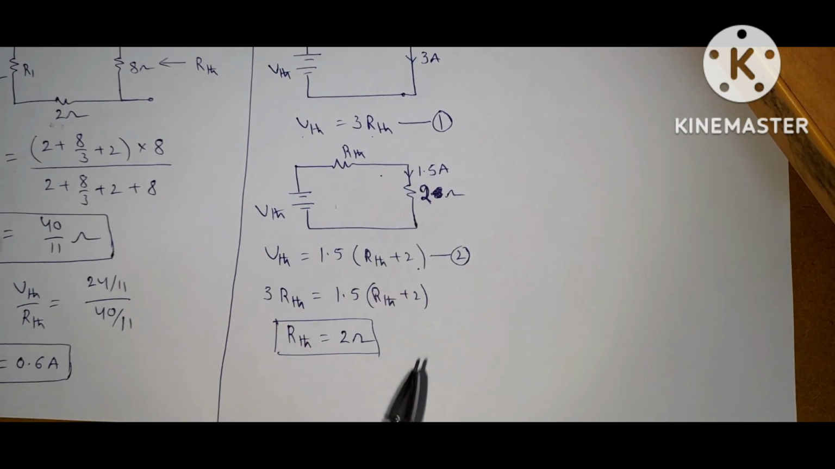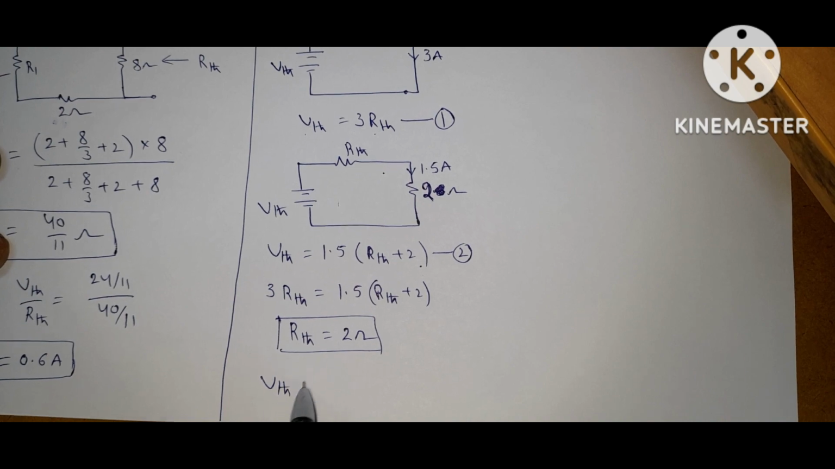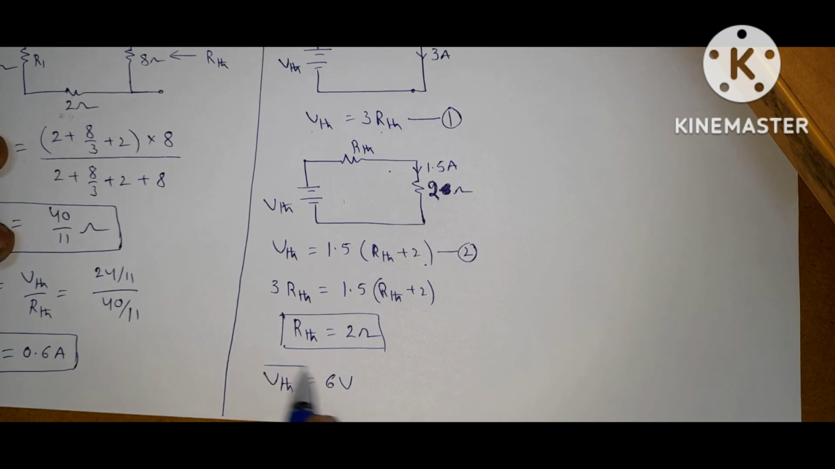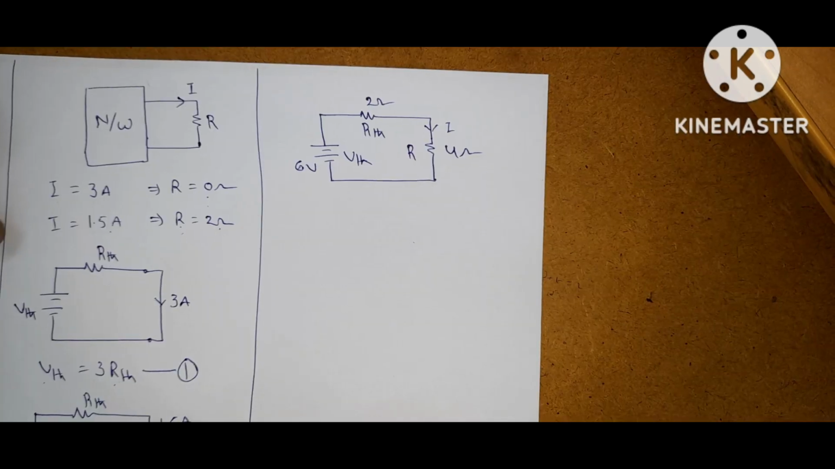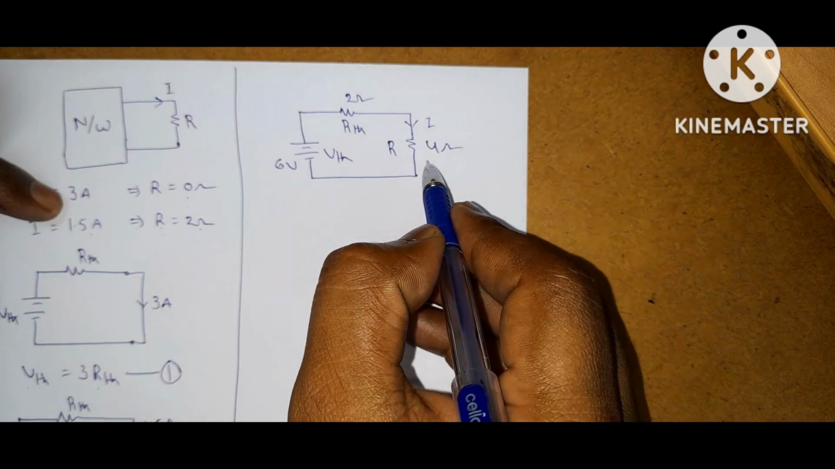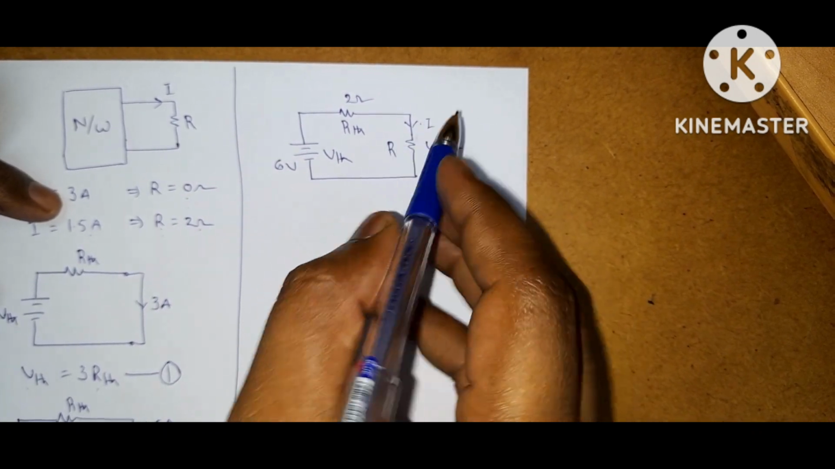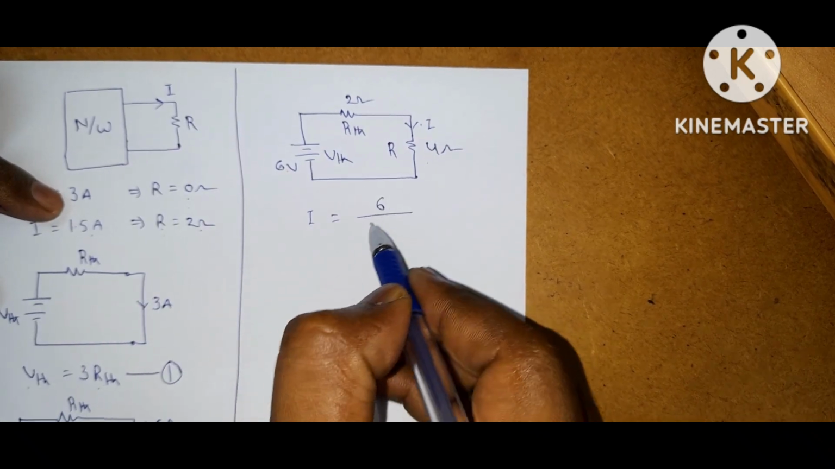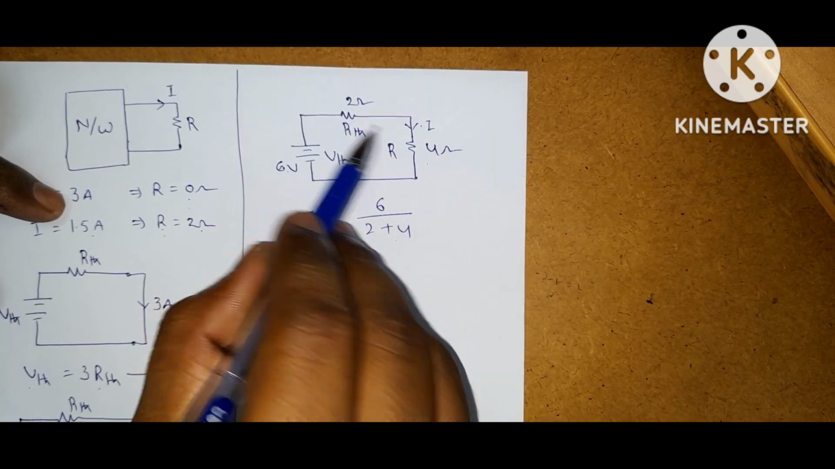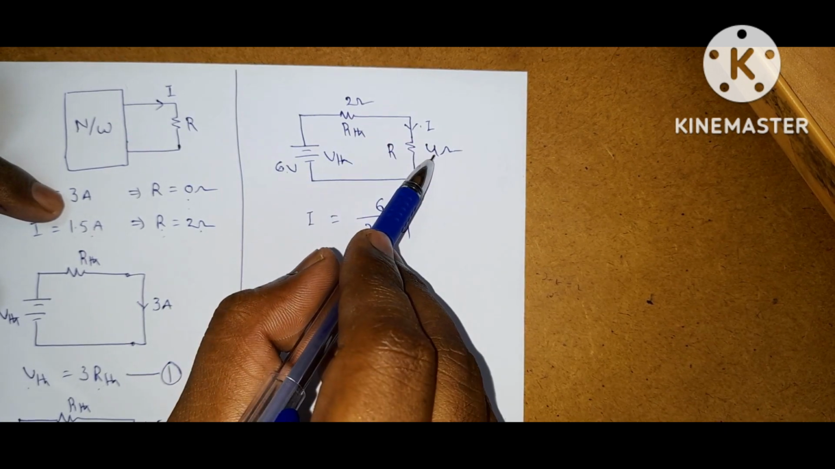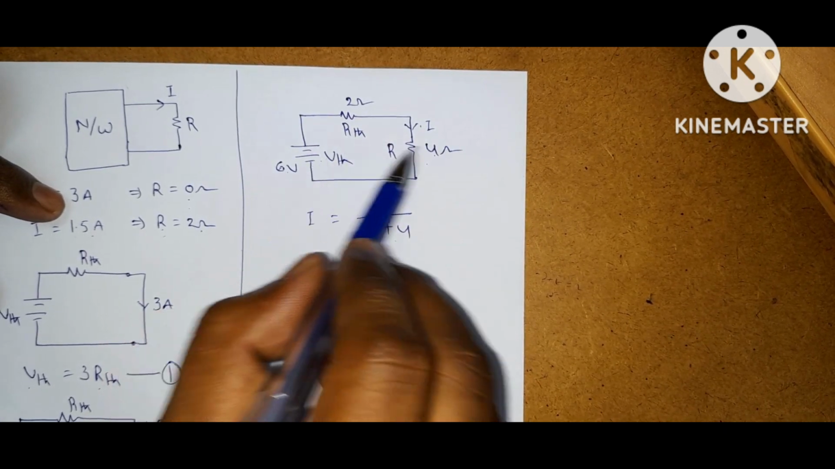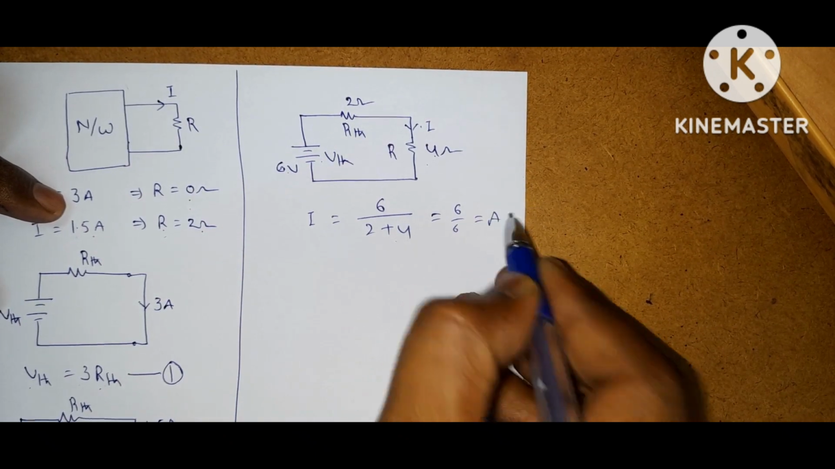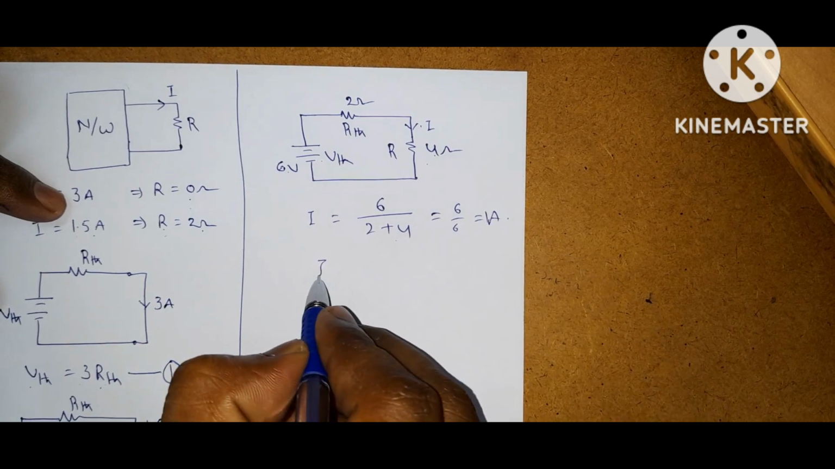Now from 1 or 2, what is V Thevenin? From 1 it is easy. So 3 into 2 is 6 volts. Now what is the question? If R equals 4 ohms, then what is current I? I is equal to 6 by (2 plus 4), because these two are connected in series. So the equivalent is 2 plus 4, 6. Voltage by resistance will give you current. So 6 by 6 is equal to 1 amp. So I is equal to 1 amp.